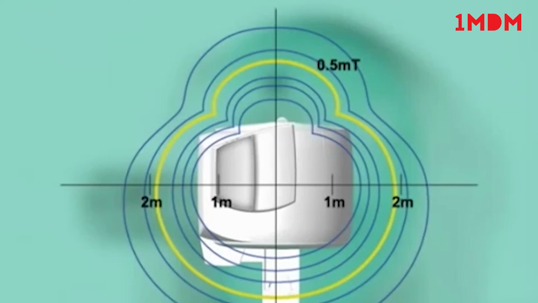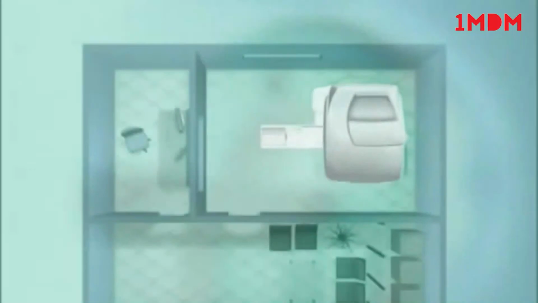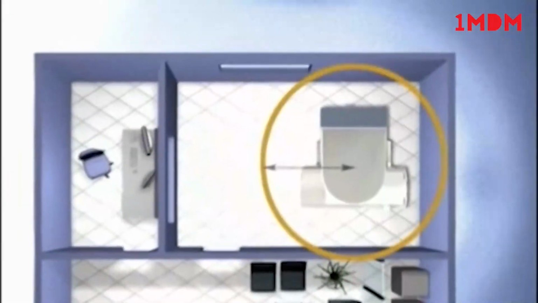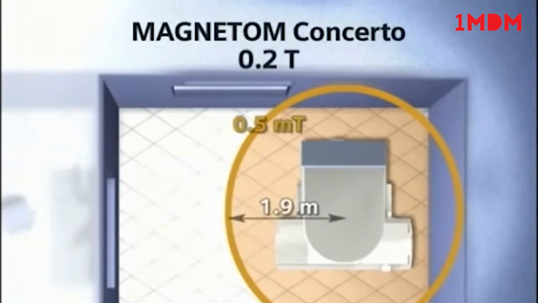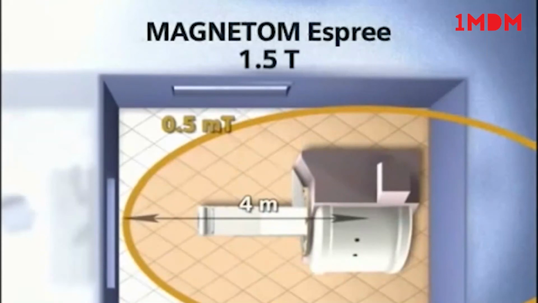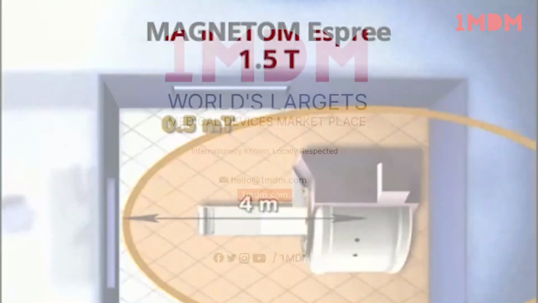The 0.5 millitesla fringe field line is extremely important. A control area for the field strength in question is established around the magnet. The control area must be clearly marked and must adhere to the particular safety measures, measured in the direction of the patient axis. The 0.5 millitesla line of this 0.2 Tesla system is 1.9 meters from the magnet center. In the case of a 1.5 T system, it is 4 meters from the magnet center.